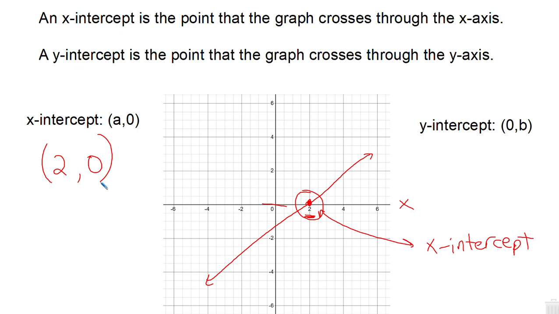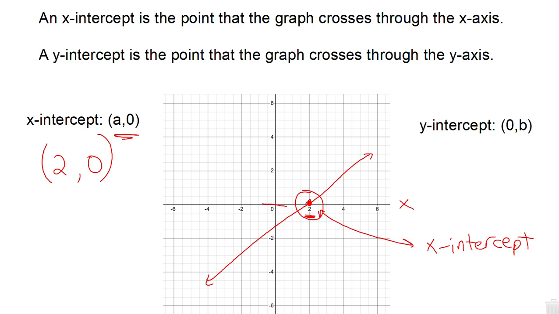And when you write x-intercepts, you always need to write them in that form: (a, 0), where a is whatever number it crosses, and then comma 0. And it's always going to be in parentheses. No matter what, 100% of the time, it should always be in parentheses.